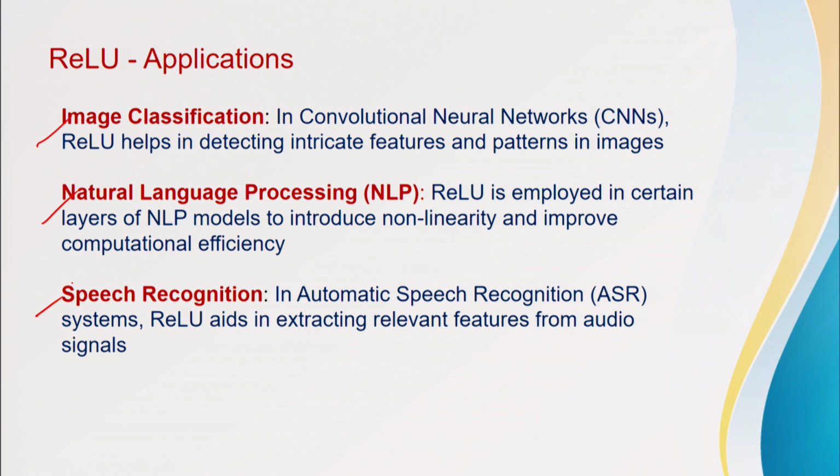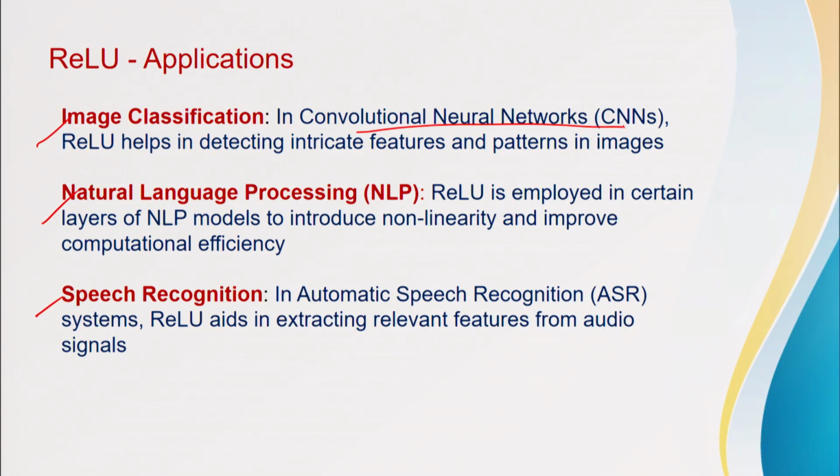These are the three applications depicted over here. In the case of image classification, we understood that all image classification comes under an architecture called convolutional neural networks, and ReLU helps in detecting the intricate features or patterns within the images. The main advantage is to detect the features or patterns within the images.